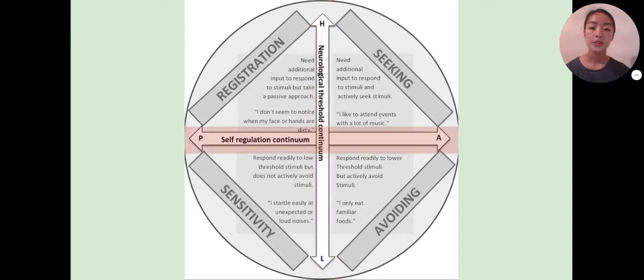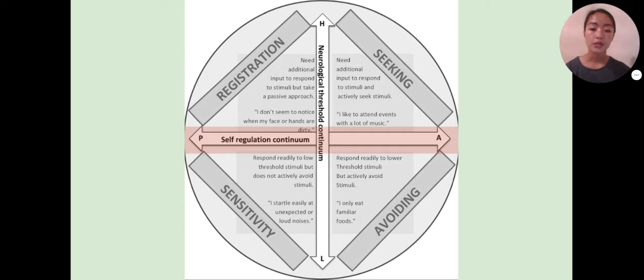And now we'll talk about this horizontal line, which is the continuum for self-regulation behavioral responses. Behavioral responses indicate how a child reacts to stimuli. On the left are passive strategies. A child with passive strategies may not react to stimuli and just let it happen, even though it's uncomfortable for them. For example, a child may have an outburst when they smell something they don't like, but they don't step away from it.